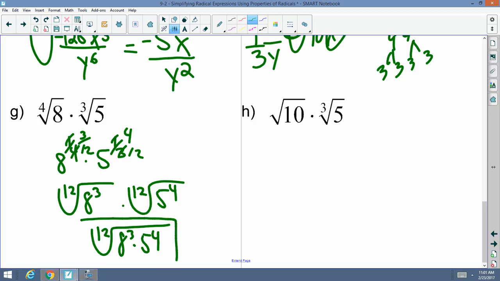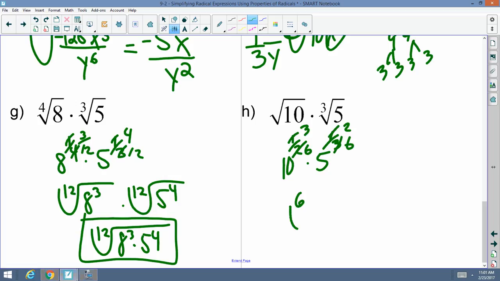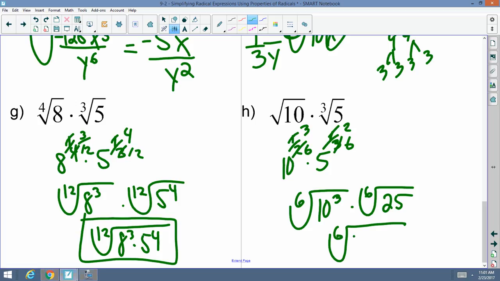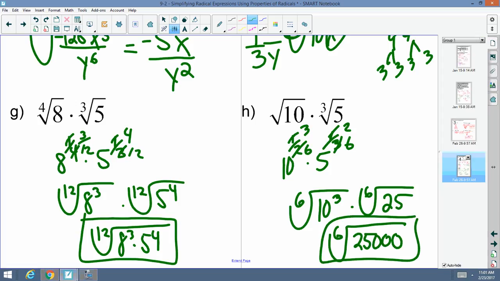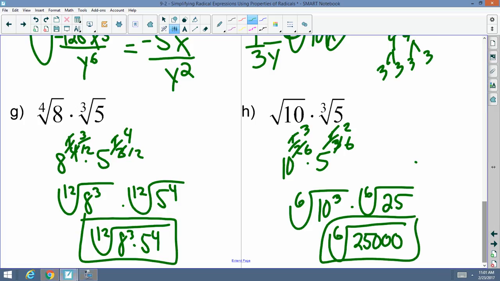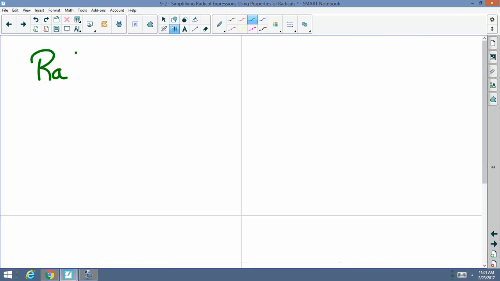I can do that. And then here I got square root of 10 times the cube root of 5. I cannot do that. But what I can do is go 10 to the 1/2 times 5 to the 1/3. Common denominator 6, that goes to 3. 6, that goes to 2. So I've got the 6th root of 10 cubed times the 6th root of 5 squared, which is 25. So I've got the 6th root of 25,000. Okay? And one last thing that I want to explain to you guys is called rationalizing.